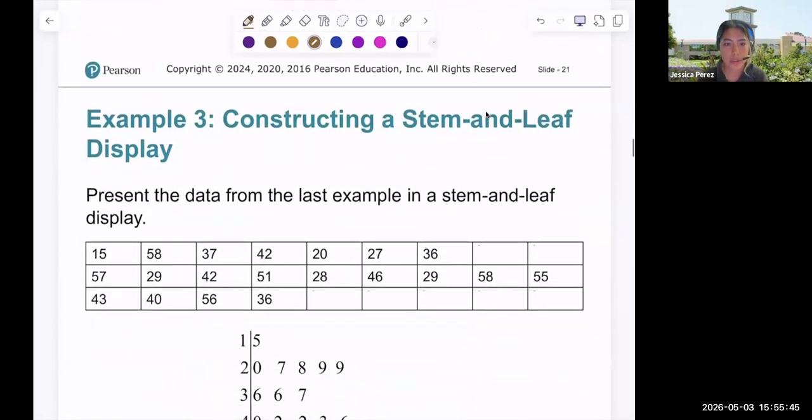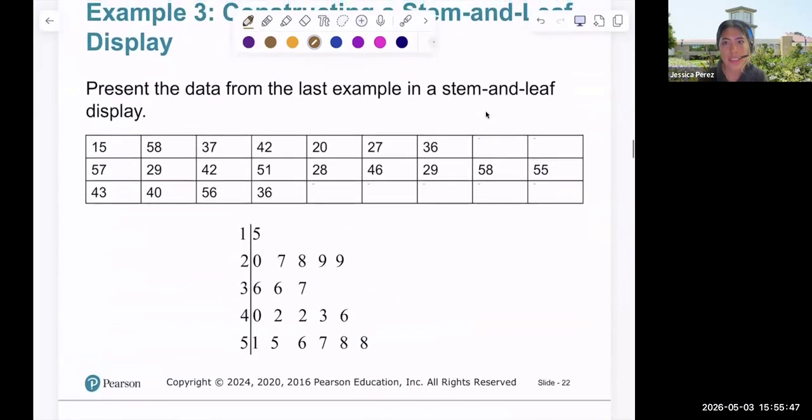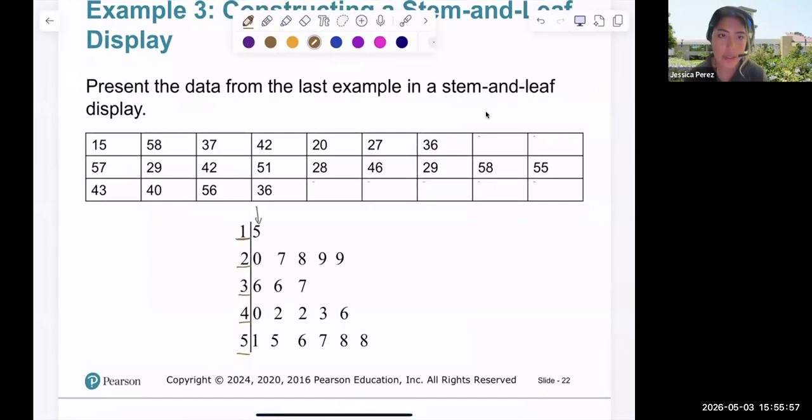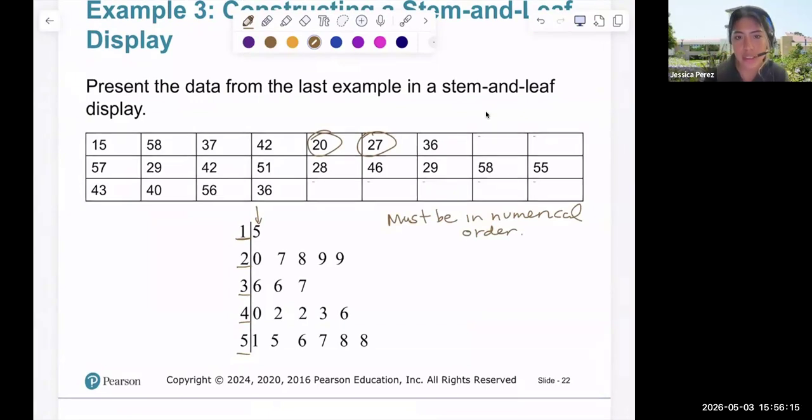So what we're going to do is create the display from the last example where we had 15, 20, 30, 40, and 45. So we have a 15, 1, 5. That's the only one. And then we had a 20, 27, and they must be in order. They must be in numerical order. That's very important when you're dealing with displays. Numerical order. So 15, 20, 27, 28. There's two 29s, so I have to write the 9 two times.